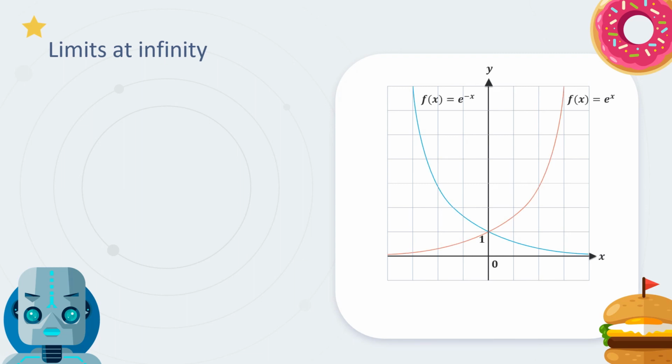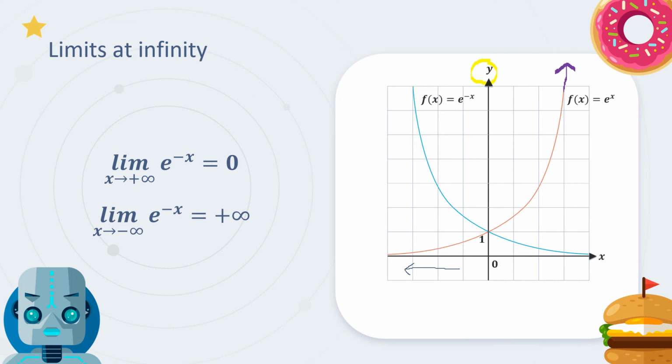Example 5. The limit of e to the power of -x as x approaches positive infinity equals 0, and the limit of e to the power of -x as x approaches negative infinity equals positive infinity. The graph of the function e to the power of -x is the reflection about the y-axis of the graph of the function e to the power of x. When x approaches negative infinity, the value of function f(x) will keep increasing to positive infinity.